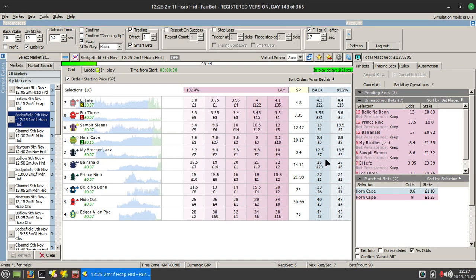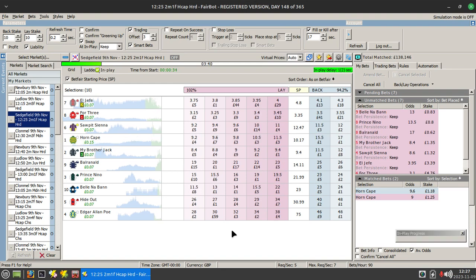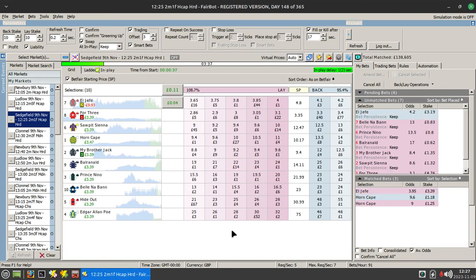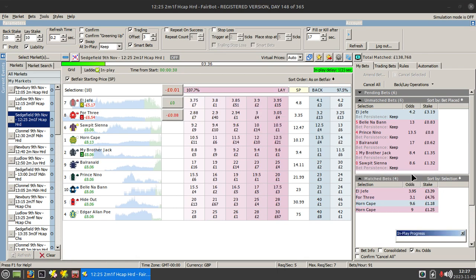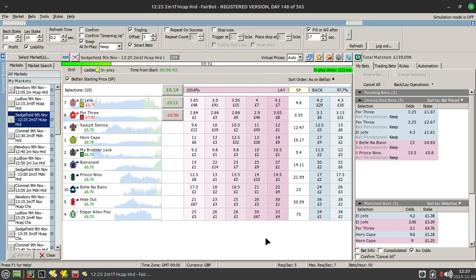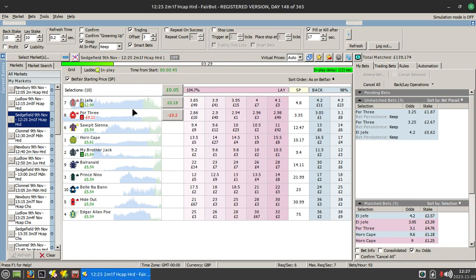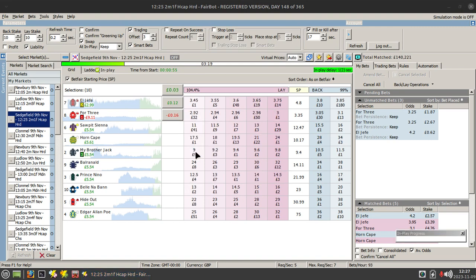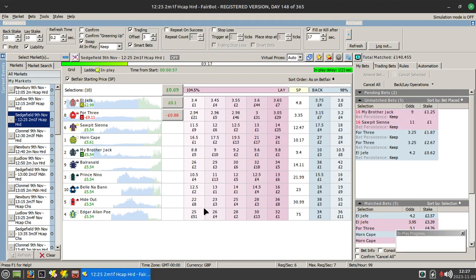But the principle is still the same. We wait till these lays disappear before we go back into the market again. Let me just bring this down a wee bit so we can see more of what's happening. Okay, so there's only a tiny one on LJEF, so we could theoretically go back in on LJEF again. But we'll stick to our principles and just get involved in these ones.